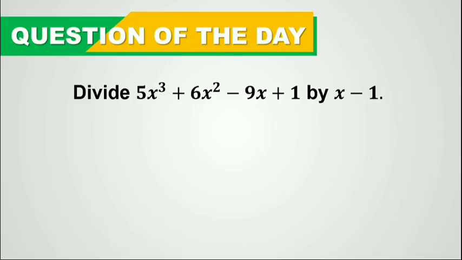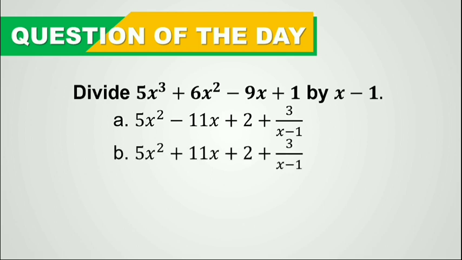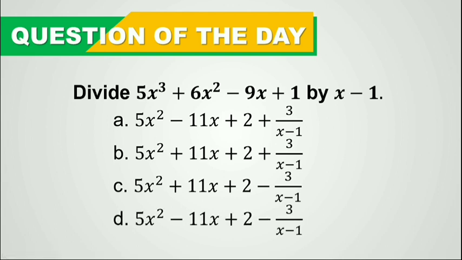What is the quotient if we're going to divide 5x cubed plus 6x squared minus 9x plus 1 by x minus 1? Is it letter A, 5x squared minus 11x plus 2 plus 3 over x minus 1? Or letter B, 5x squared plus 11x plus 2 plus 3 over x minus 1? Or letter C, 5x squared plus 11x plus 2 minus 3 over x minus 1? Or letter D, 5x squared minus 11x plus 2 minus 3 over x minus 1?